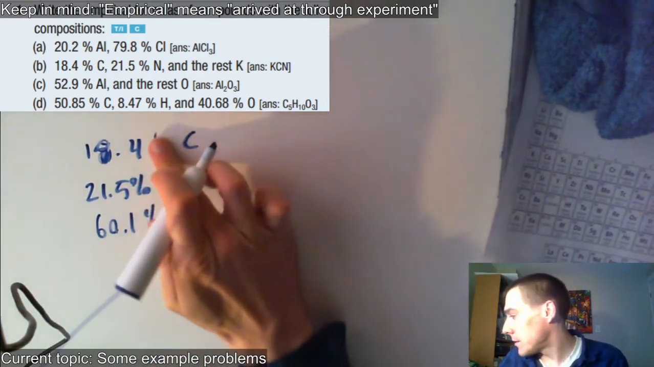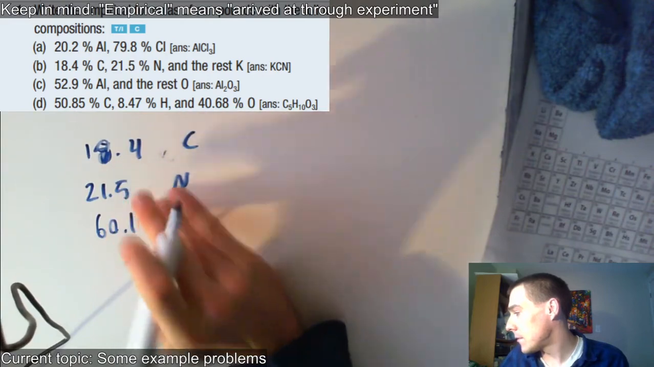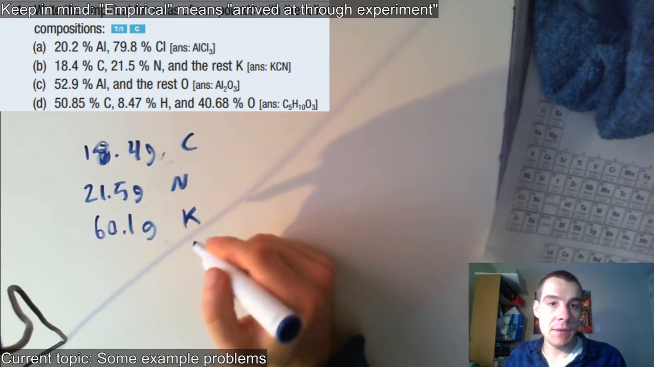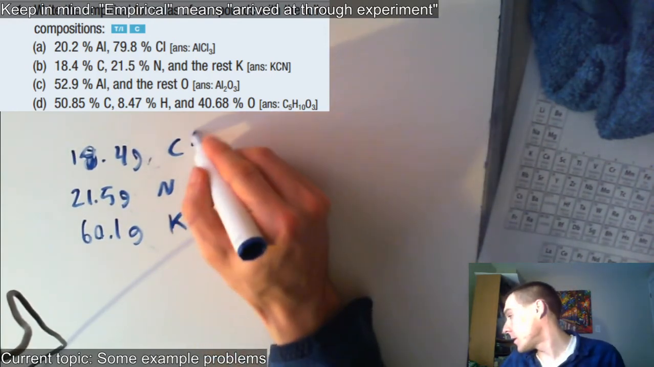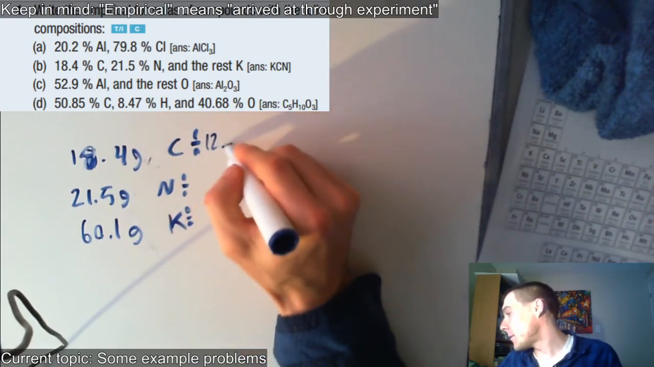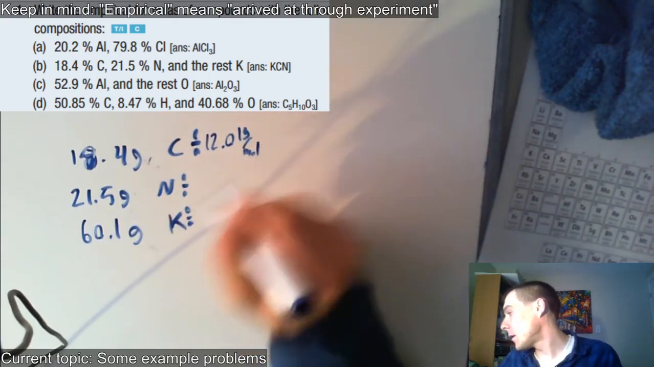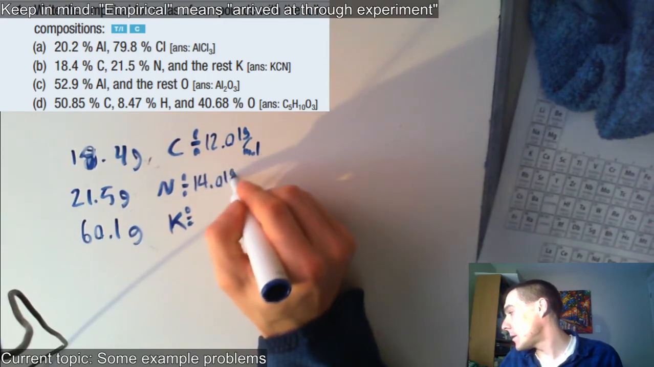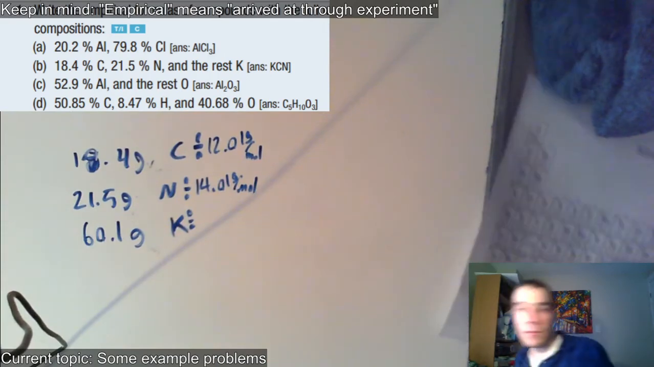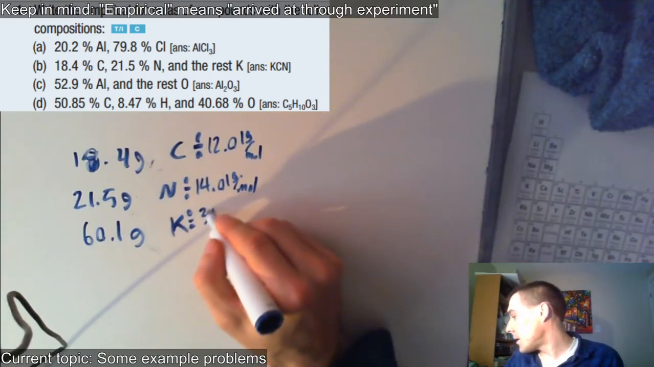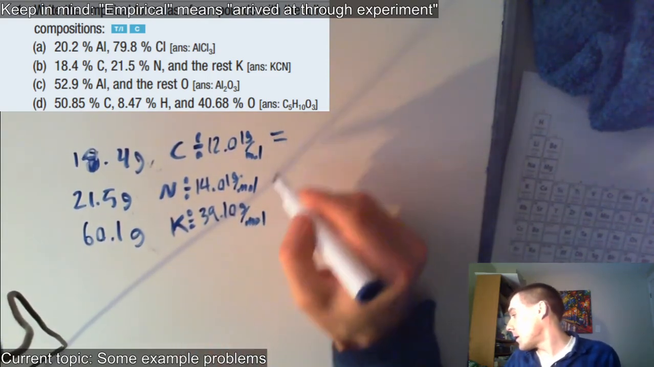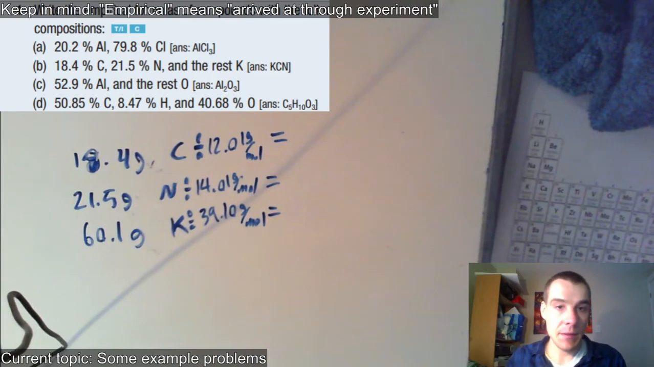So we're going to do that trick. We're just going to change all these to grams. And then we have to figure out the number of moles. We're dividing by the molar mass. Carbon is 12.01. Nitrogen is 14.01. Potassium, I'll need my table for, 39.10 grams per mole. We'll get how many moles there are.